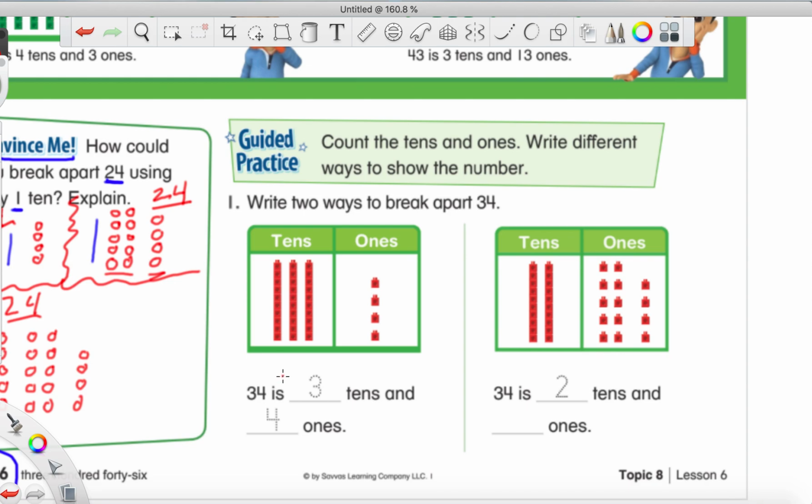Alright, so at first it said 34 is how many tens? Well, 1, 2, 3. So that's where they got the number 3. And how many ones? 1, 2, 3, 4. So we have 4 ones.